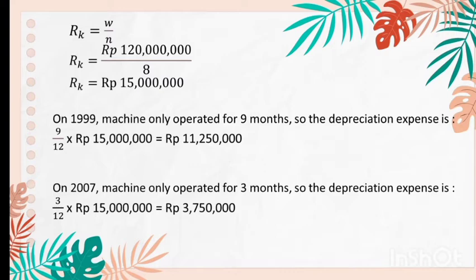Okay, next we calculate the depreciation expense or RK equal W divided by N. So 120 million rupiah divided by 8, and we get the depreciation expense each year is 15 million rupiah. But in the first year, the machine only operated for 9 months.